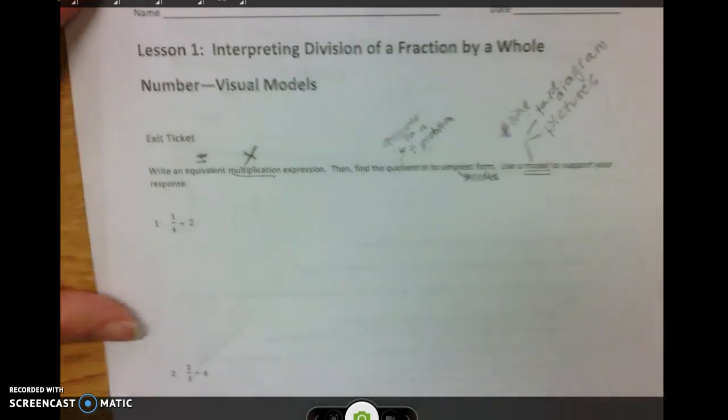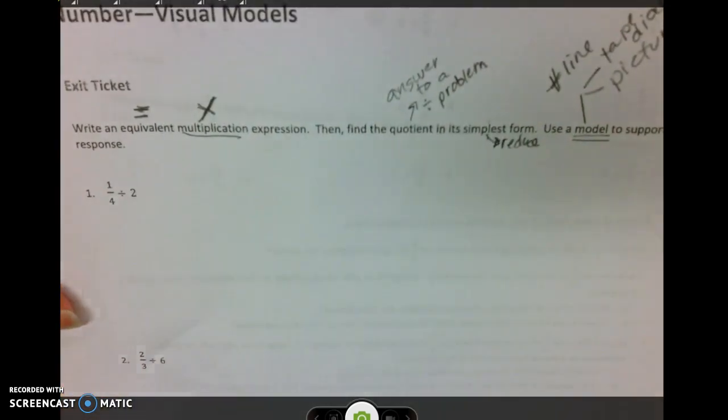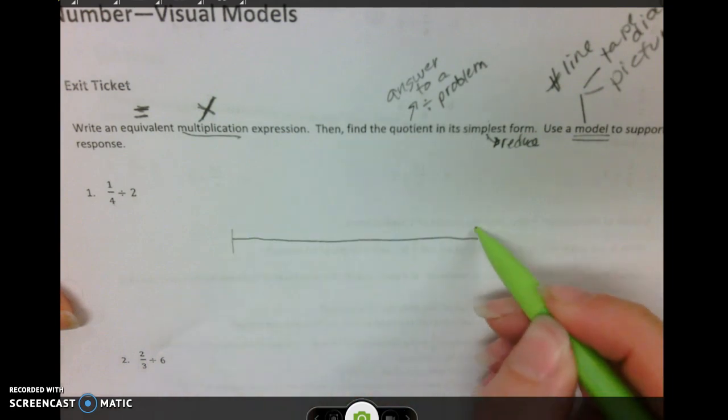All right, so if we're looking at number 1, we have 1/4 divided into 2 pieces. So they want us to write the equivalent multiplication expression from that. Sometimes I find that if I make the model first, then I can see what the multiplication problem is. So I'm going to start with the model. So what I have here is 1/4. So I'm going to go ahead and use a number line for my diagram in this case.